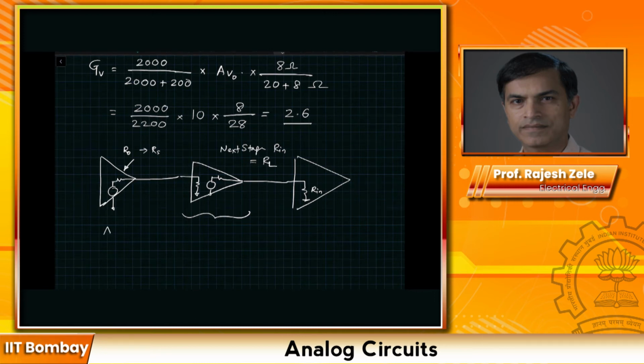So if you have amplifiers A1, A2 and A3, and you were expecting a gain of A1 times A2 times A3, that is not entirely true unless you take into account the effects of the interfaces. So interface termination, you have to look into it carefully before you can comment on the overall gain.